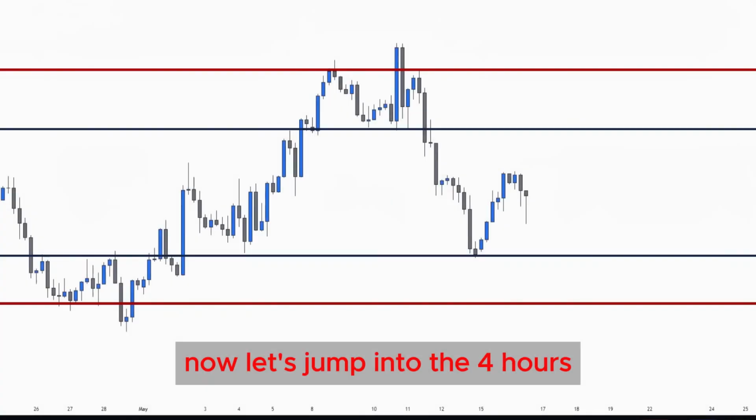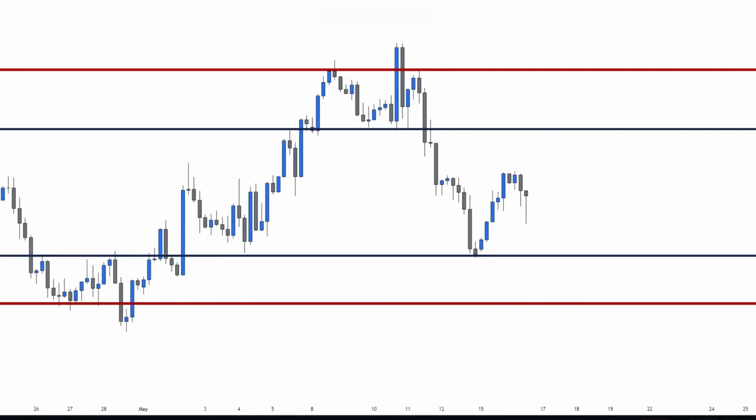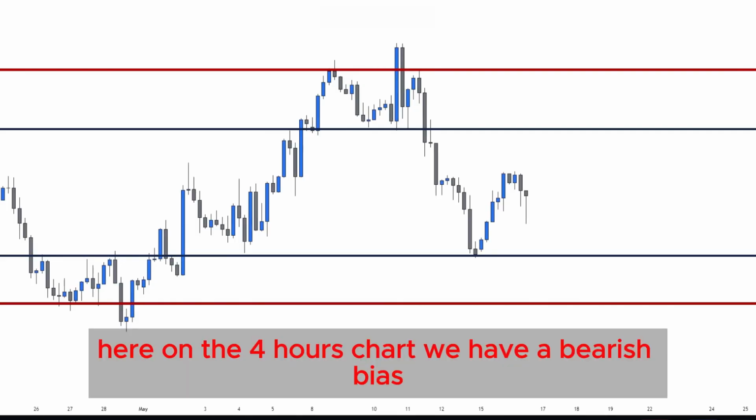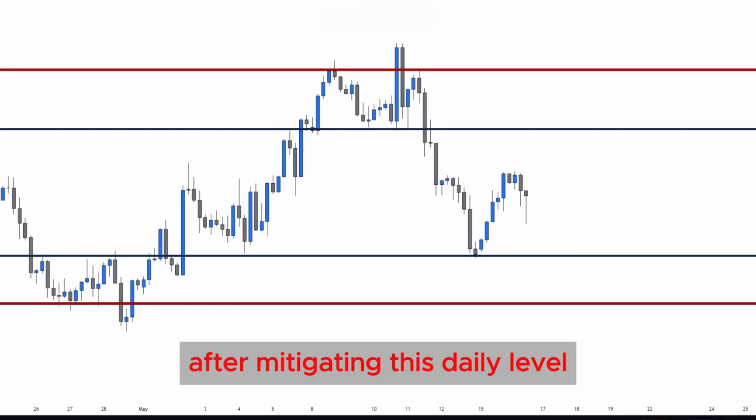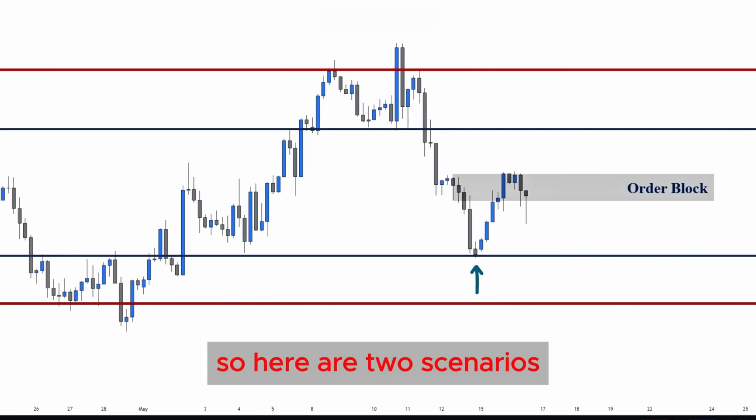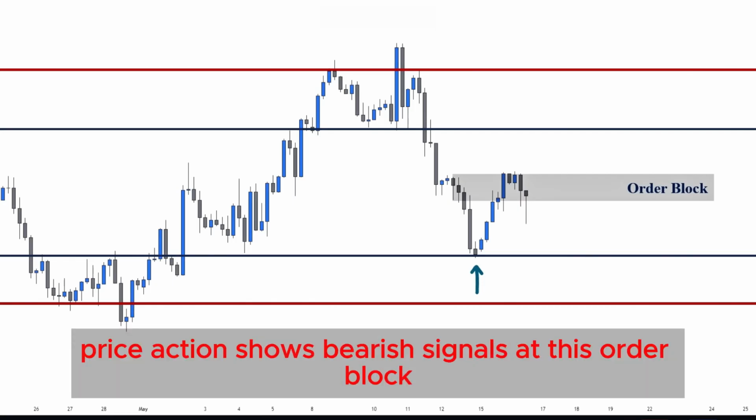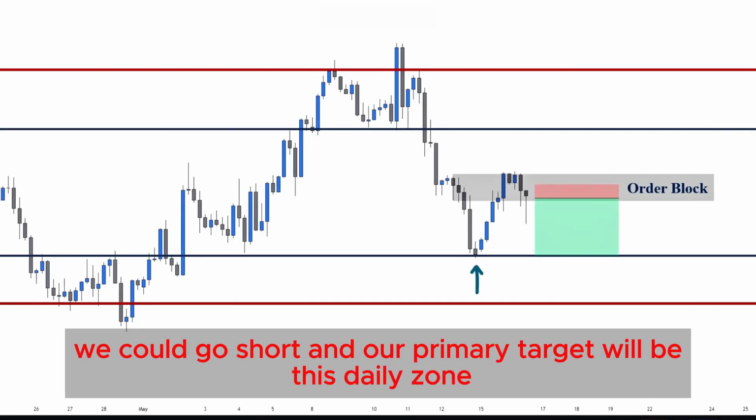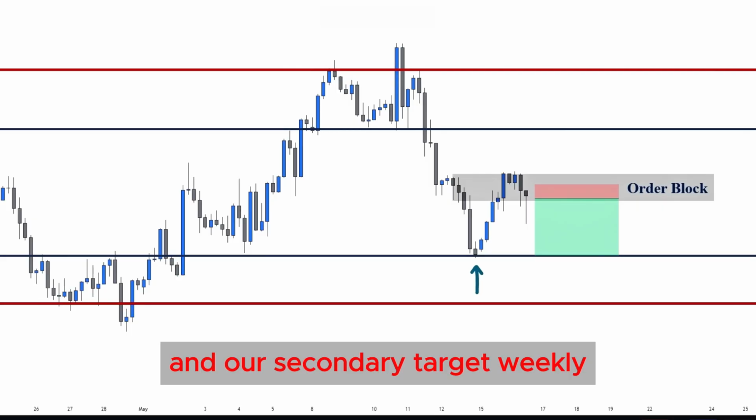Now let's jump into the 4 hours. Here on the 4 hours chart, we have a bearish bias. After mitigating this daily level, the market has made a deep retracement to this order block zone. So here are two scenarios. If lower time frame price action shows bearish signals at this order block, we could go short, and our primary target will be this daily zone, and our secondary target weekly.